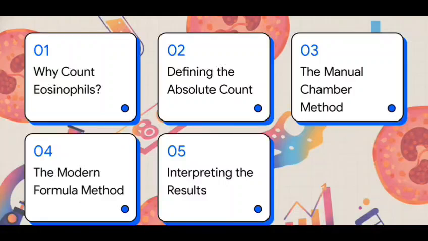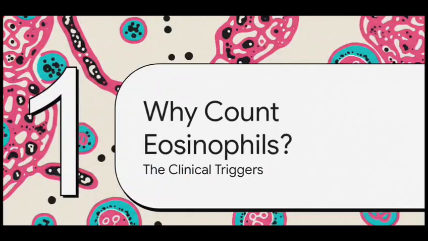We're going to start with why we even count these cells, define what an absolute count really is, look at the old-school manual method, then the modern way, and finally how to make sense of the results. Pretty straightforward. So first things first, why do we even care about counting eosinophils? What are the clinical triggers that should make you, as a future doctor, think, I need to check the AEC?